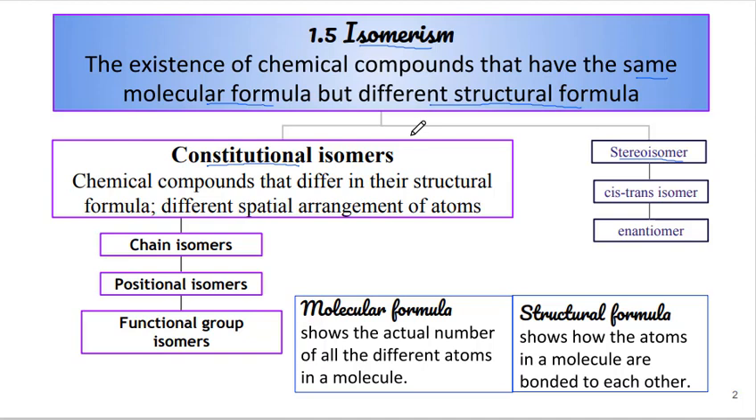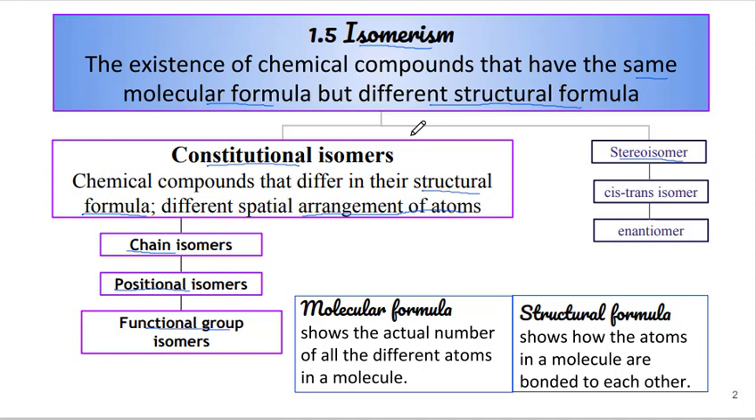Okay, so constitutional isomer apa maksud dia? Chemical compound that differs in their structural formula. Structural formula. That means in terms of how it is bonded lah to each other. Okay, different spatial arrangement of atoms. Okay, different arrangement of atoms. Okay, so ada 3 jenis yang you kena tahu macam yang kita tengok tadi. Pertama sekali chain isomer, next is positional isomer, and then ketiga adalah functional group isomer.